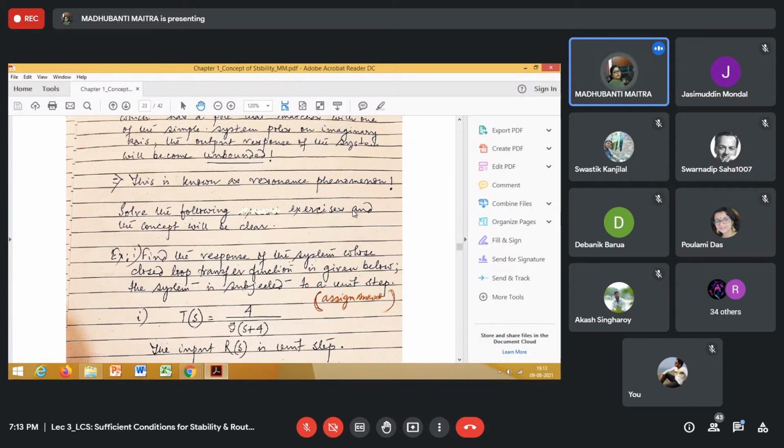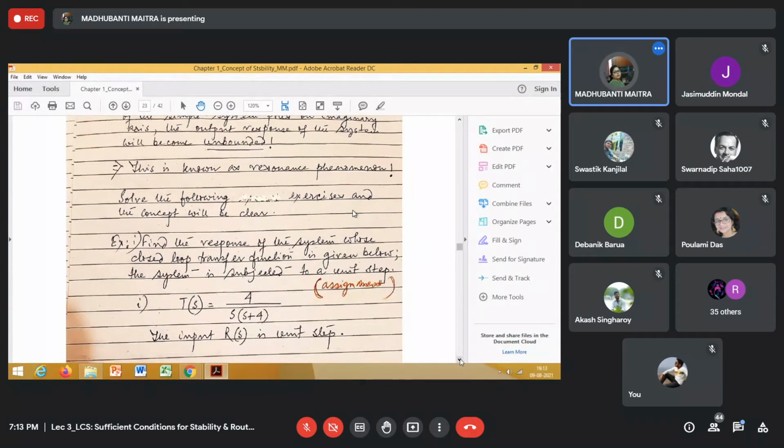So already we have noted that one closed loop pole of the system is lying on the imaginary axis. What is the expression of R(s)? R(s) is 1 by S. So the transformed version of the input has a pole at the origin. So the system has a pole at the origin and the input has a pole at the origin on the imaginary axis, right? And these two pole locations are identical.